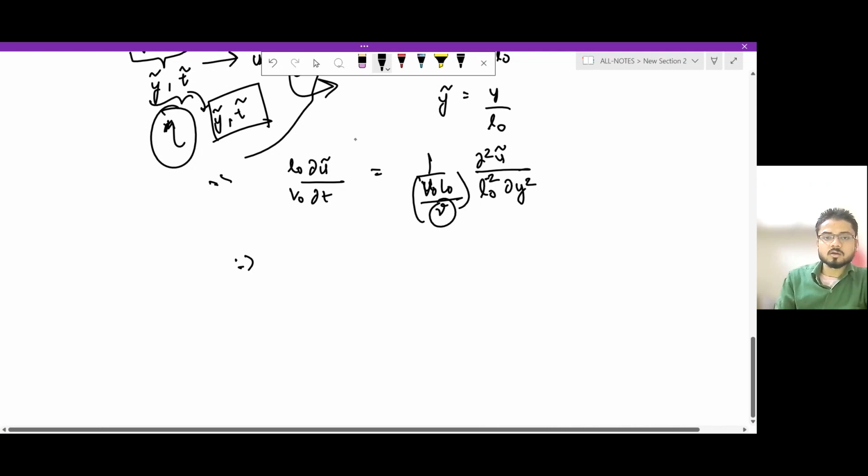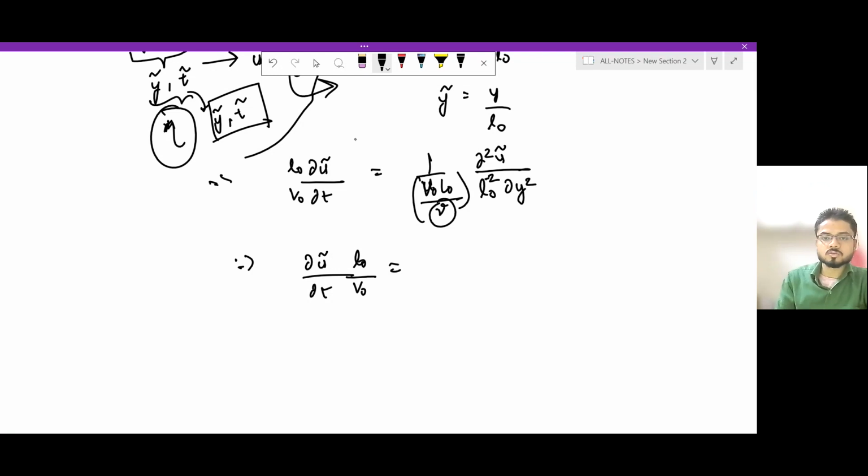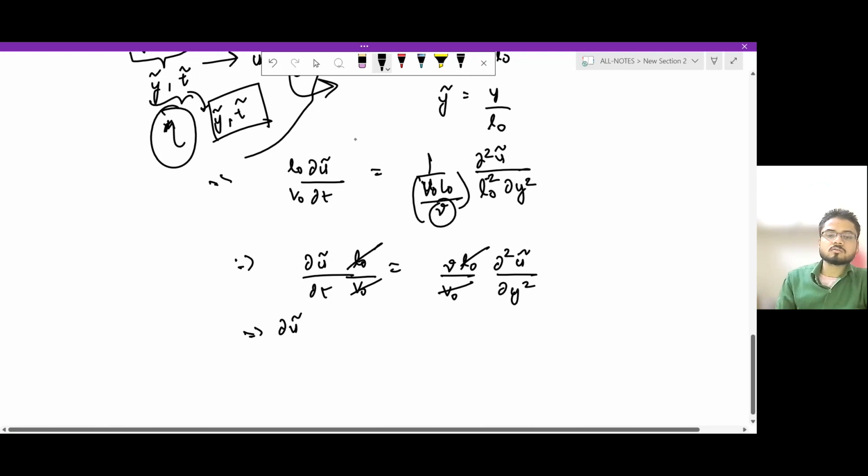Okay, so now this becomes ∂u/∂t times L₀/V₀ equal to ν times, L₀ is becoming something like V₀ right here, and L₀ comes up, ∂²u′/∂y². This goes to 0, this cancels out. So this becomes ∂ũ/∂t is ν times ∂²ũ/∂y².